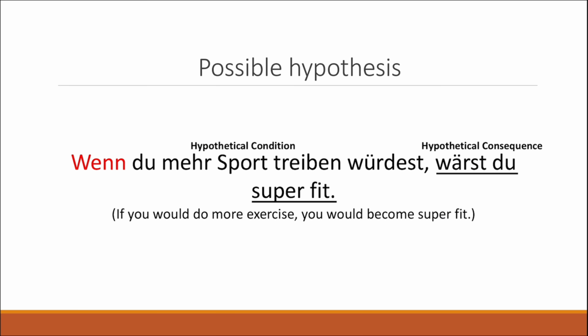Now, let's consider a possible hypothesis. The only thing that changes is the tense of the verbs. In this case, we have a hypothetical condition. Wenn du mehr Sport treiben würdest, wärst du super fit. And wärst du super fit is the hypothetical consequence. So if you would do more exercise, then you would become super fit. It's not about doing them, it's about the willingness to do them. So it's a hypothetical condition. It's not real, but it's possible. And that is the thing that distinguishes them. Only the verb. The verb is really the only thing. And you can see it in the English translation: would and would. So the verb is the only thing that changes.